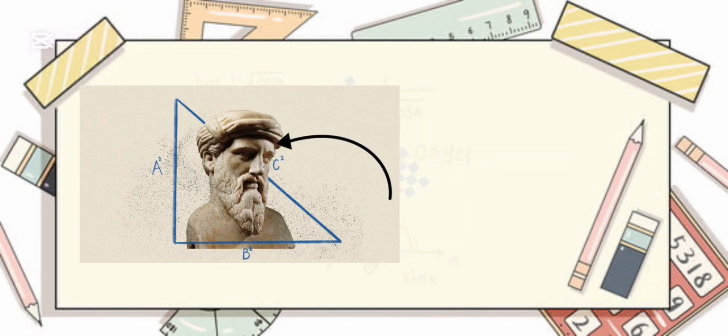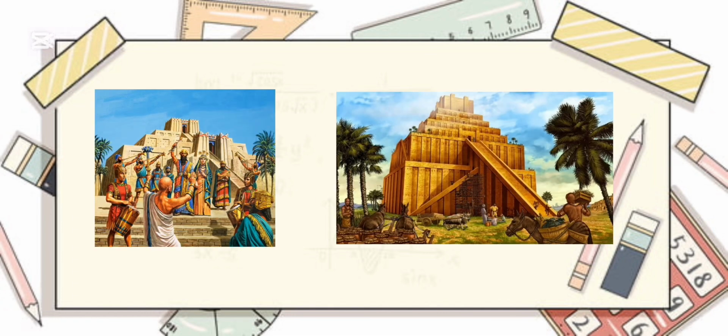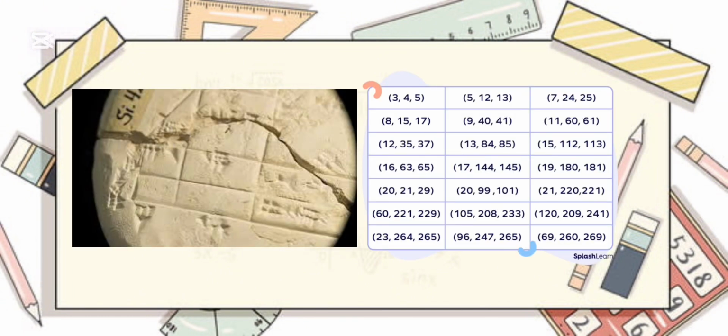Even though the theorem is named after Pythagoras, it was known originally to the Babylonians during 1600 BCE to 1900 BCE. The Babylonians proved their knowledge of the Pythagorean theorem as they can identify Pythagorean triples.